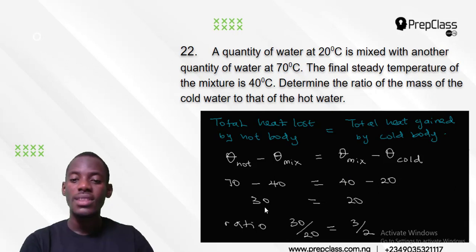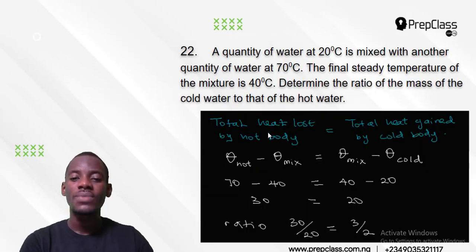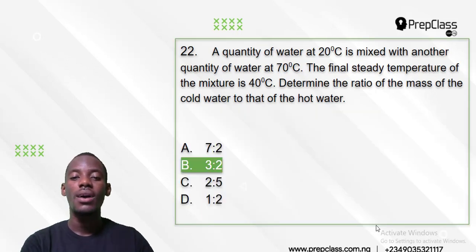Ratio means division. That's 30 divided by 20, which is 3:2, and that is the ratio. The simple answer is 3:2. Now remember how I got it? I came from hot minus mixture equals mixture minus cold, and that's the way I found the answer. I solved it through, and I got my answer 30:20, which is 3/2, and that is the answer for number 4B.